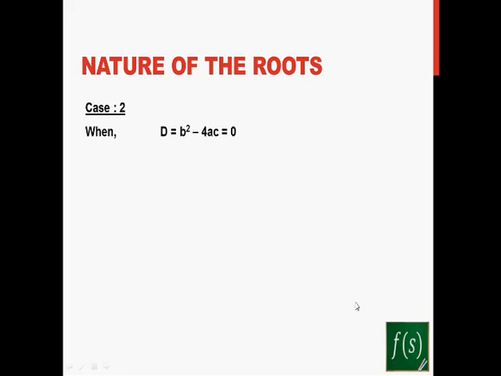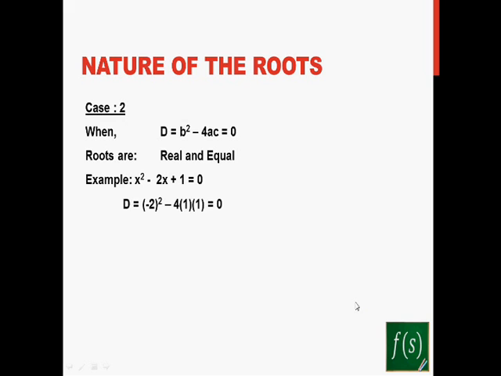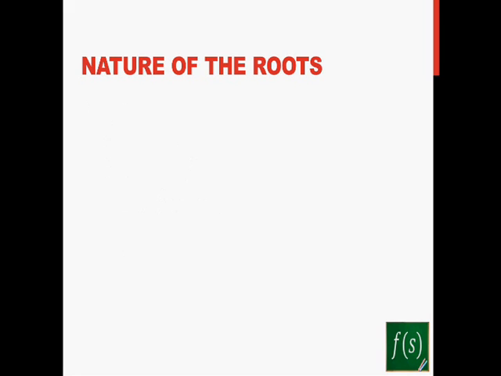Then case 2, when your d is equal to 0, your roots are still going to be real but equal. Take this equation for example. If we find d for this equation, we have 0. So your roots are going to be real and equal, which is 1. Here we do not say that we have just one root. What we say is that we have two roots, both are real and equal in nature.